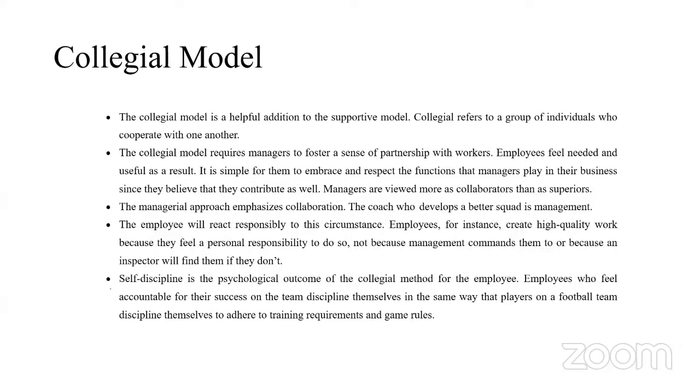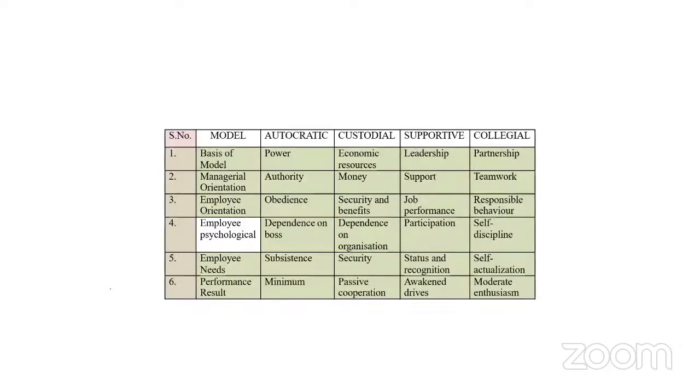One important psychological outcome of this collegial model is self-discipline amongst the employees. Employees feel accountable for their success and for their team discipline. They think that nobody needs to monitor them. Nobody needs to keep an eye on them. They will discipline themselves. They adhere to the requirements. They follow the rules. Everything is there, right? That is the collegial model.